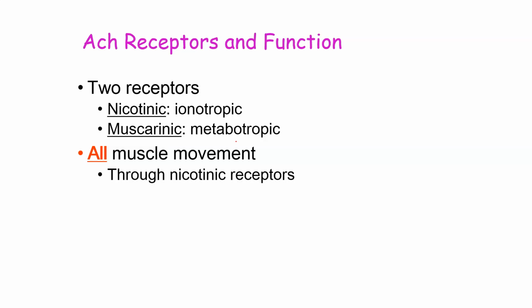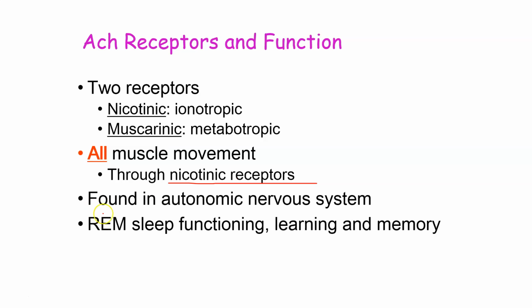All voluntary muscle movements in your body occur through the actions of acetylcholine acting on nicotinic receptors specifically. We want quick, fast reactions to things that happen in our body, and so all the skeletal muscles in your body utilize nicotinic receptors and acetylcholine to produce contraction. You'll also find acetylcholine in the autonomic nervous system, but it plays a role in REM sleep, as well as learning and memory, and is thought to be involved in dementia like Alzheimer's disease.